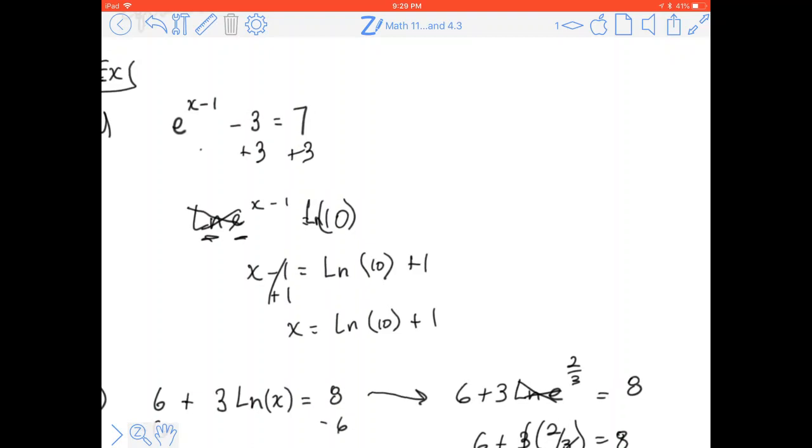If we come back up here, we've got e, and instead of x minus 1, we've got natural log of 10 plus 1. So this is where the x was, and then we've got the minus 1 because we're supposed to have x minus 1. And then we have a minus 3, and that's supposed to equal 7. Well, the minus 1 and the plus 1 are going to cancel. And remember, if we have a base e and an exponent of natural log, those are inverse operations. So the only thing left there is the 10. So we've got 10 minus 3, which equals 7.